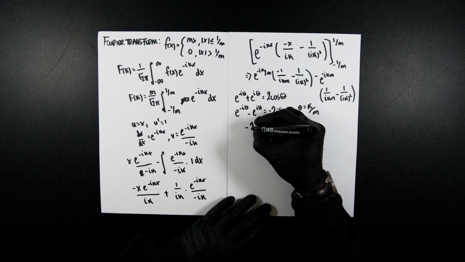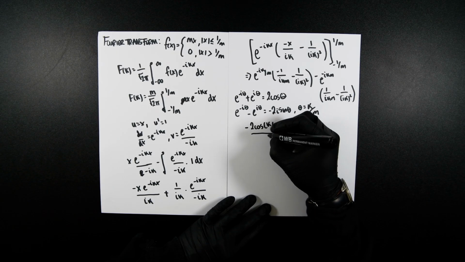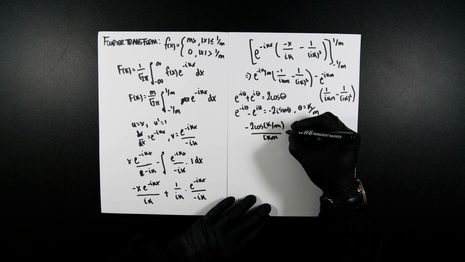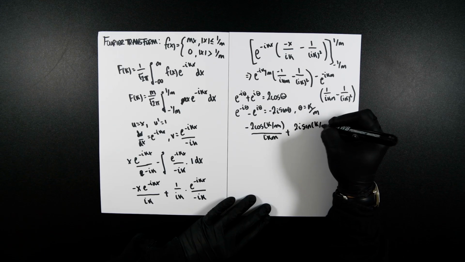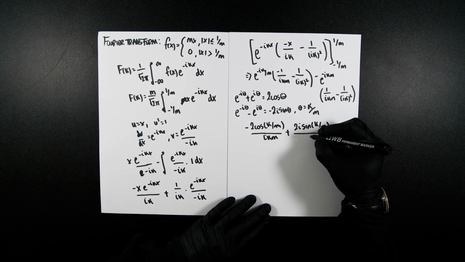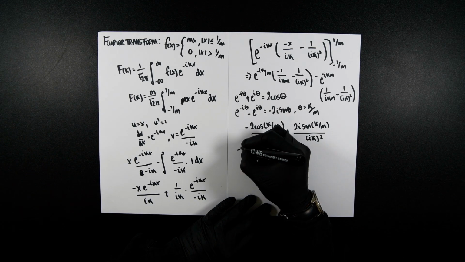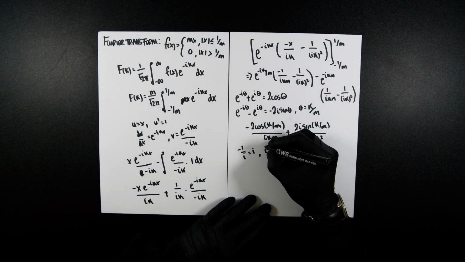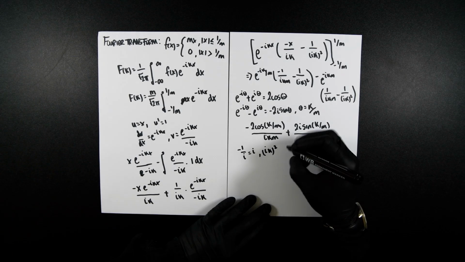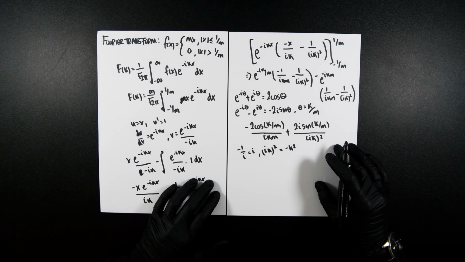So I'm going to get minus 2 cos k over m divided by ikm, plus 2i sine k over m divided by ik all squared. But we now know minus 1 over i equals i, and ik all squared is just minus k squared, because you should know that i squared equals minus 1.